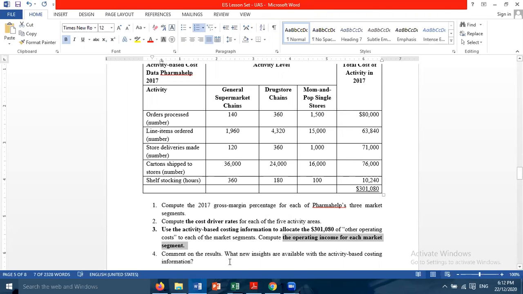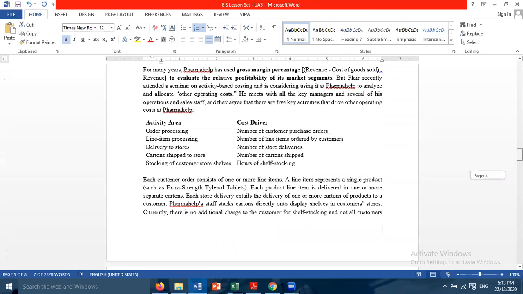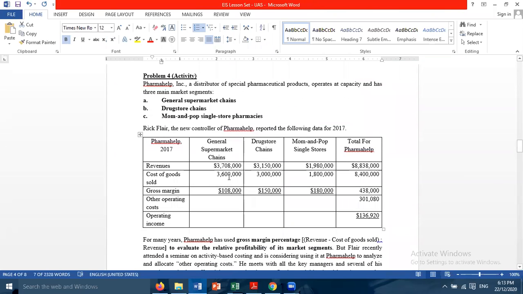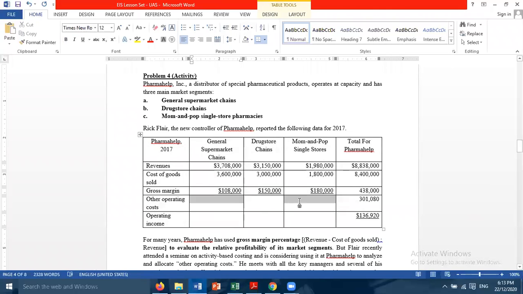Okay, so after we have the operating cost allocated, we can find the operating income for each market segment. So how do we find the operating income? All we need to do is just complete the table here. Since we already have this table, all we need to do is just input the operating cost, which is the answer we find before, and we can calculate the operating income for each market segment.